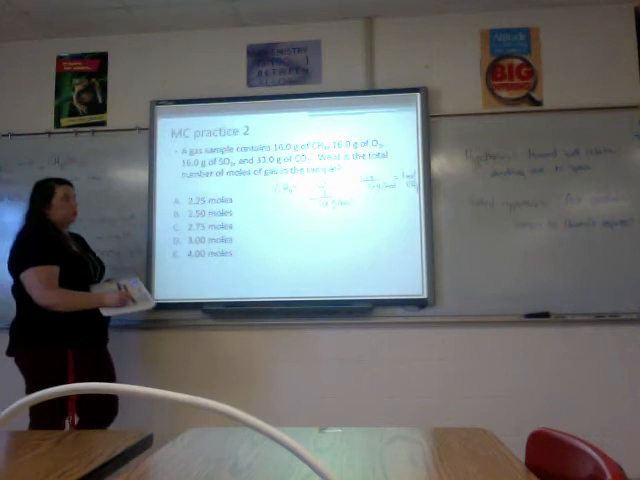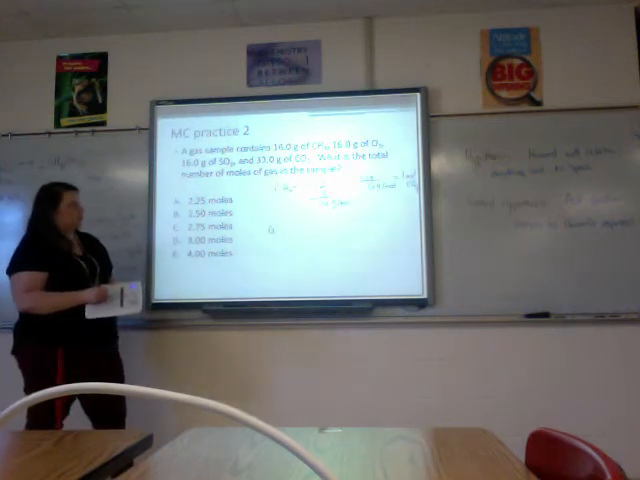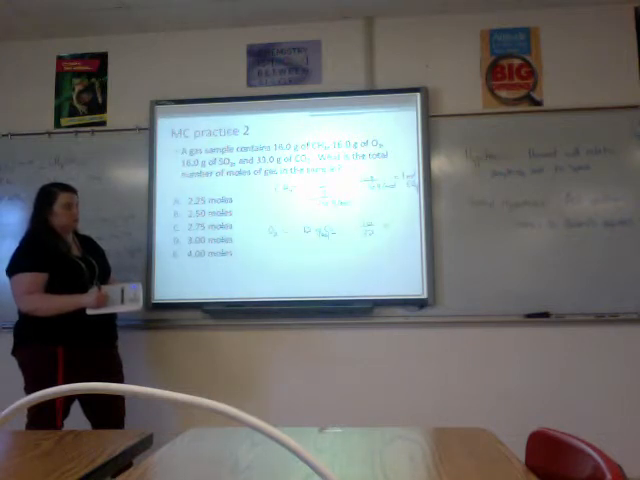For O2, oxygen is 16, 16 plus 16 is 32 grams per mole. So 32, and we have 16 grams here. 16 is half of 32. So we have 0.5 moles of our O2.